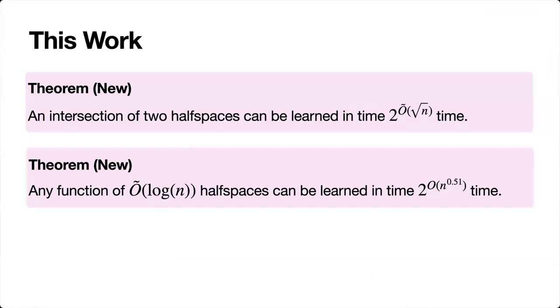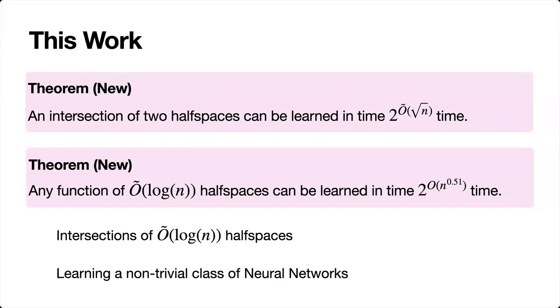Moreover, we can show a generalization of this: any function of roughly logarithmically many half spaces can be learned in 2 to the n to the 0.51 time. So maybe some instantiations. The second thing is that intersections of log n half spaces are learnable in this time. It also gives us a result for learning a non-trivial class of neural networks, namely those with log n nodes in their first hidden layer. Great.